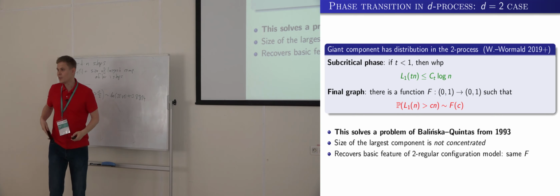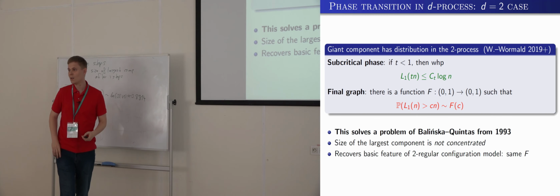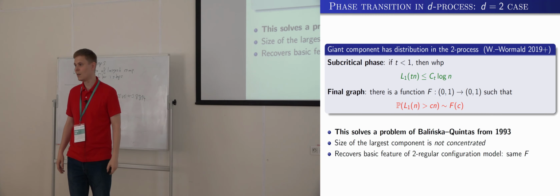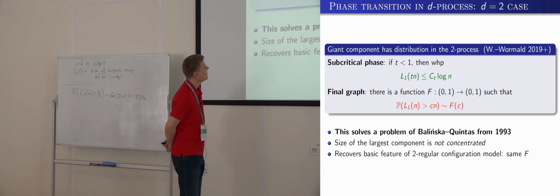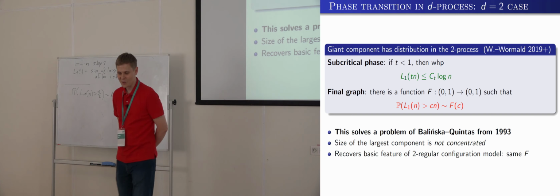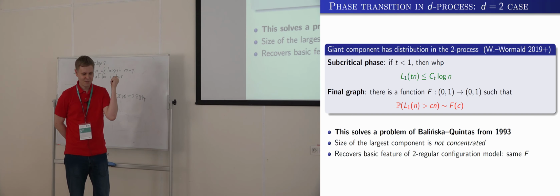Okay, so are there more questions? In your process, the D process, to what extent are the final graphs uniform, like the configuration model? So the feeling is, and this is also, I should say, a conjecture of Wormald from the 90s, that the final graph of the D process should be contiguous to the uniform random D-regular graph. But proving that is quite tricky.